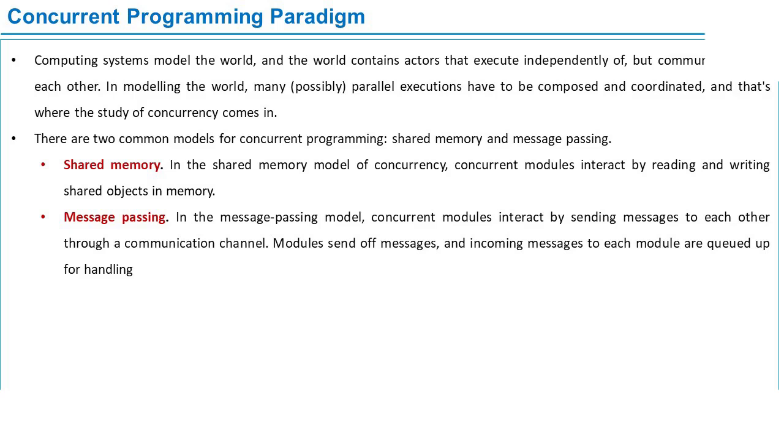There are two common models of concurrent programming: shared memory and message passing. Shared memory: in the shared memory model of concurrency, concurrent modules interact by reading and writing shared objects in memory. Message passing: in the message passing model, concurrent modules interact by sending messages to each other through a communication channel. Modules send off messages, and incoming messages to each module are queued up for handling.